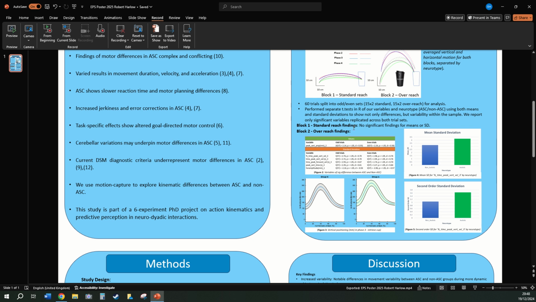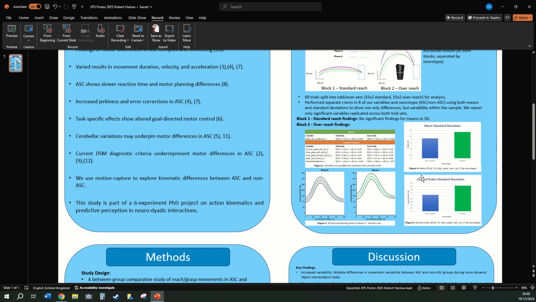For our first block, we found no significant findings for the means or the standard deviations. And for block 2, our overreach findings, we found a bunch of significant results. More particularly in our third phase, when they are holding their cup and then navigating an object to come back again. This is a more complex cognitive task. It requires more coordination. So we found that peak vertical velocity was different, the percentage of peak vertical velocity, the time of peak vertical velocity, and forward velocity as well. And you can see these indicated here on these graphs.